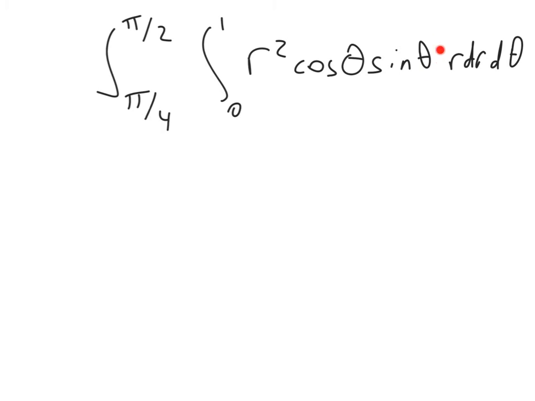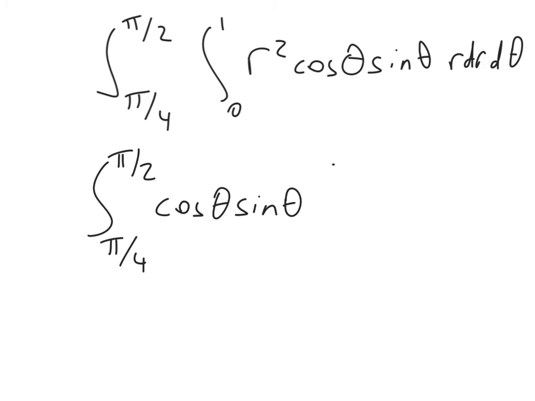In addition, this inner integral doesn't have a theta in it, and cosine theta sine theta don't depend on r, so these are actually constant as we do this inner integral, and they can get pulled to the outside. So doing that, I have the integral from pi over 4 to pi over 2, cosine theta sine theta, the integral from 0 to 1, r cubed dr d theta.